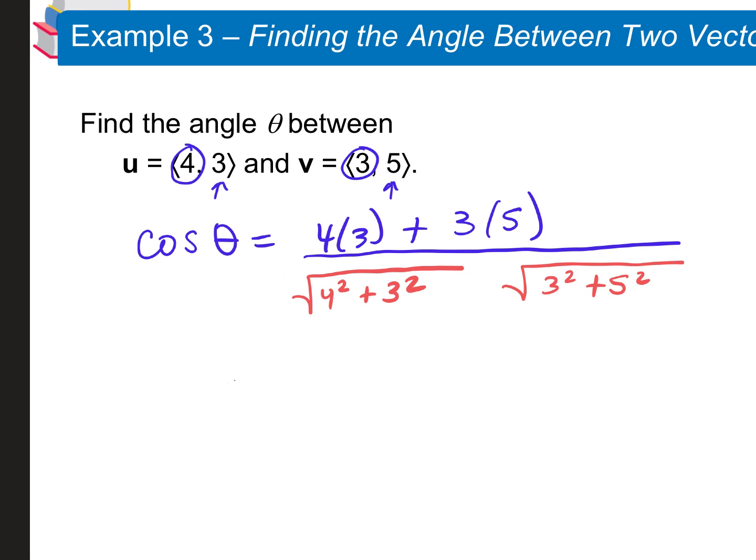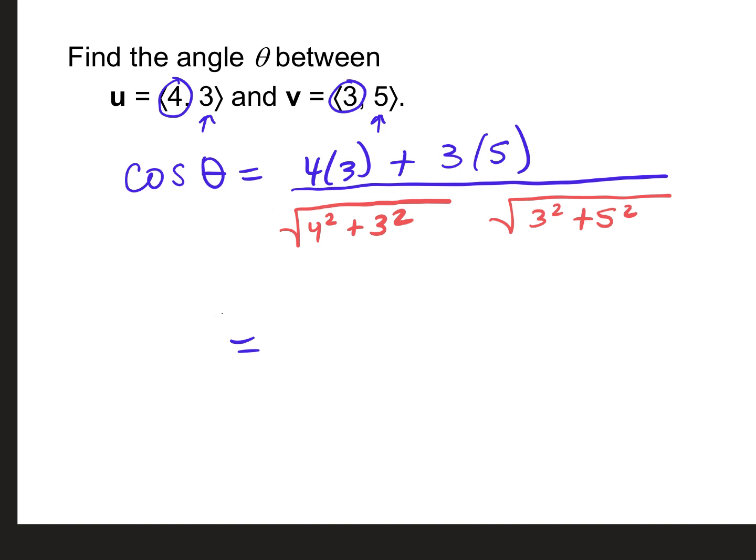Hannah? Why wouldn't you put it under 1 like so? Because it's two different magnitudes. You're finding the magnitude of U and the magnitude of V. And then you're going to multiply them together. So we still have the cosine. Let's simplify. What's the numerator? What's 4 times 3? 12. And then what's 3 times 5? 15. So what's 12 plus 15?